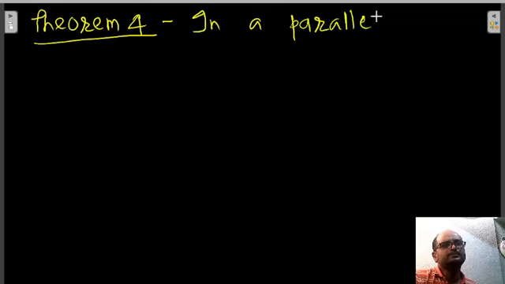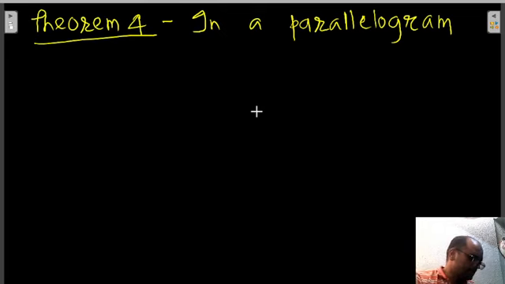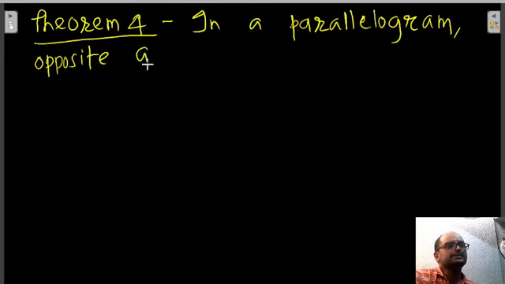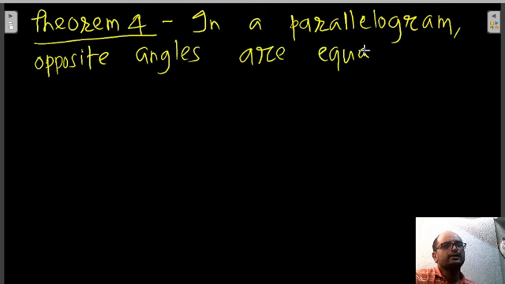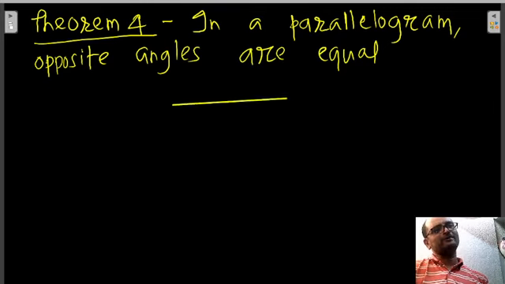In a parallelogram, opposite angles are equal. See, this is also very simple. If I draw one parallelogram, right? I will draw a square as the parallelogram, I will tell you.